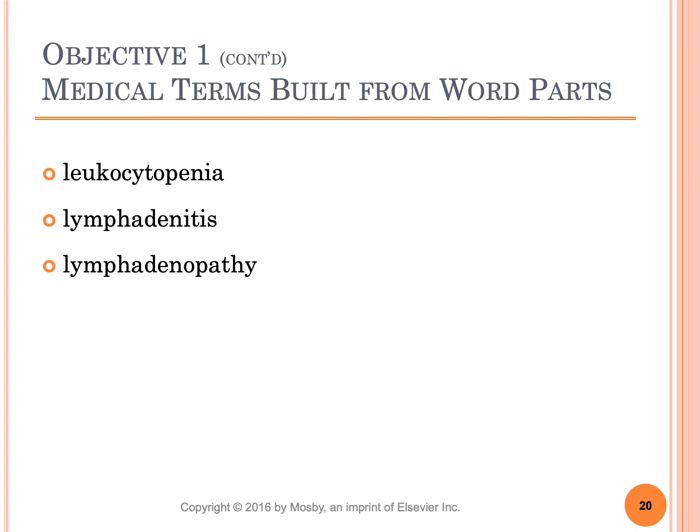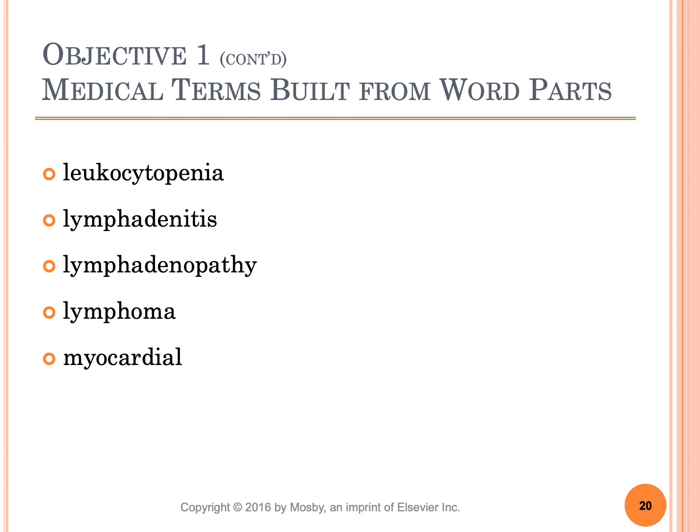All right, lymphadenopathy. Lymphadenopathy is a disease of the lymph nodes. Remember, lymph means lymph, adeno means gland or node if it's used with lymph, and pathy is disease. Now, lymphoma refers to a type of cancer of the lymphatic tissue, or a tumor of the lymphatic tissue.